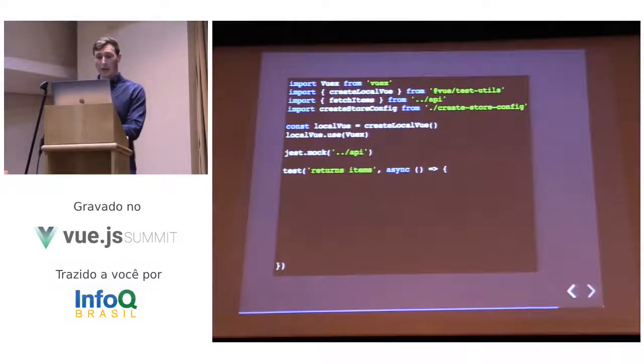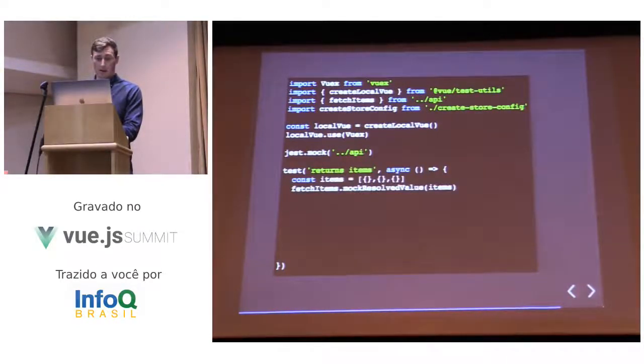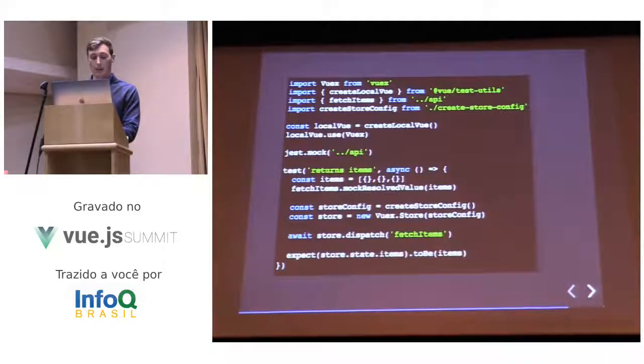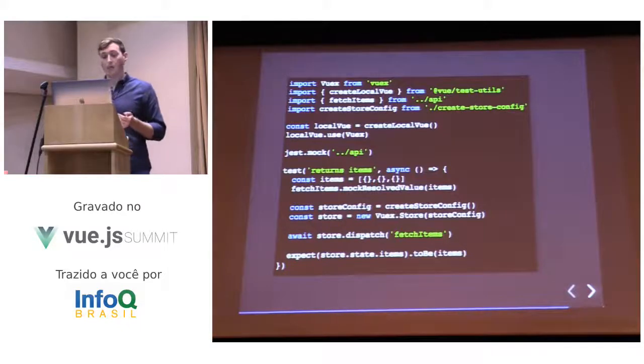So if you put it all together, it's quite a big test, but bear in mind you get a lot of coverage from this. So you can see we're doing some setup. We're creating a local Vue constructor. We need to mock the API file again, create the items, create the store, dispatch fetch items, and then just assert that the items value is updated.